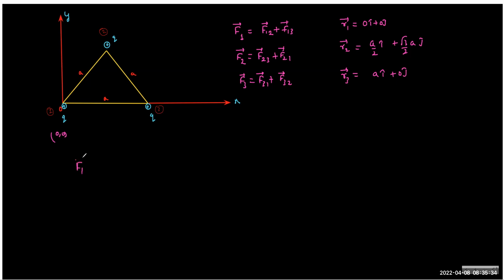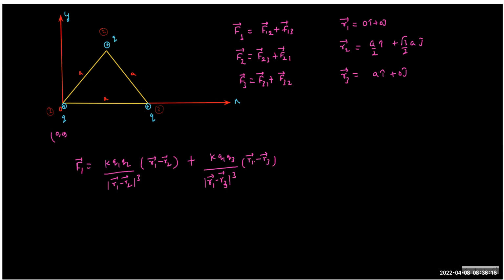So now it's only about expanding the formula. F1 is F12 plus F13, so we can write F12 as k Q1 Q2 by |r1 minus r2| whole cube into (r1 minus r2), right? Yes, sir. That's the first expansion. The second expansion will be k Q1 Q3 by |r1 minus r3| whole cube into (r1 minus r3). So it's very easy to just keep on substituting the values.